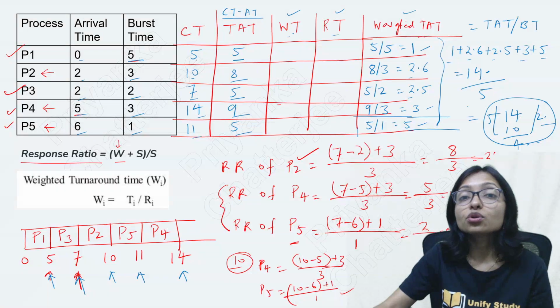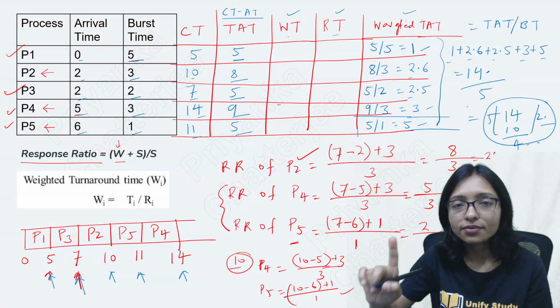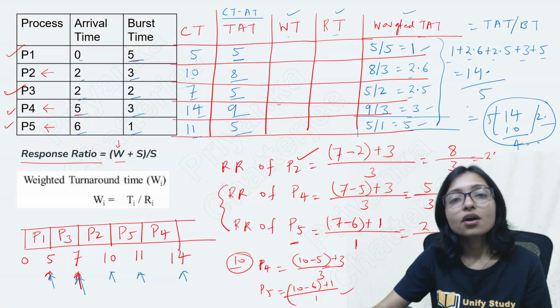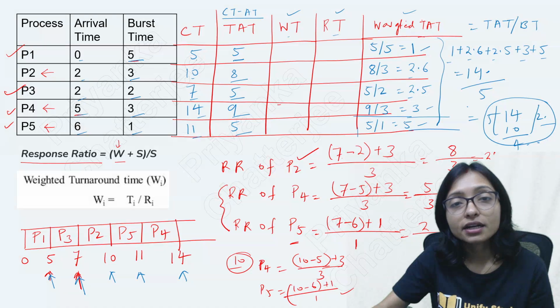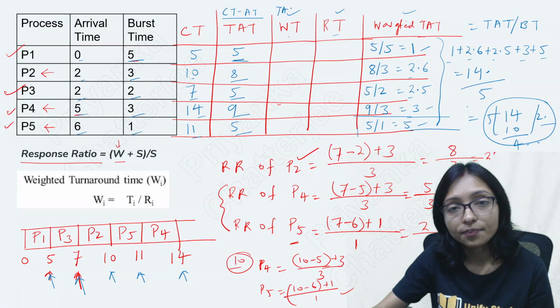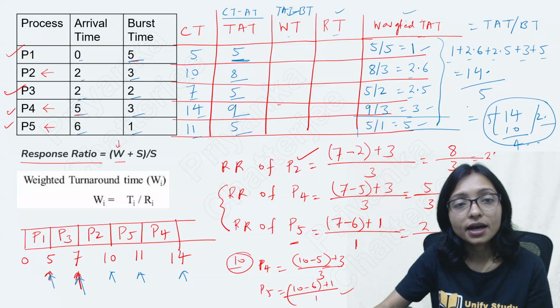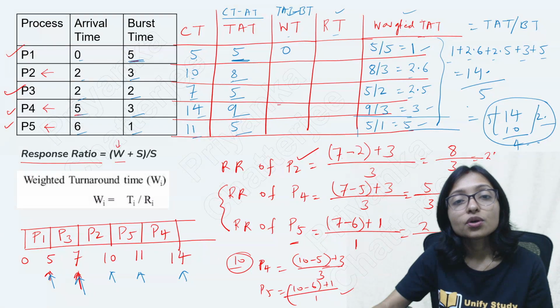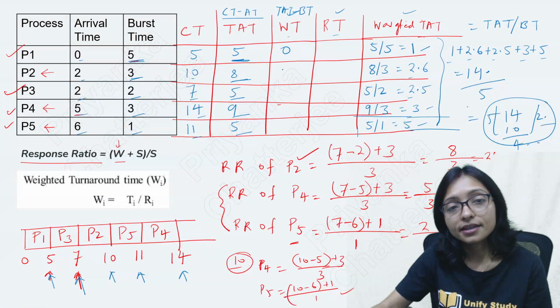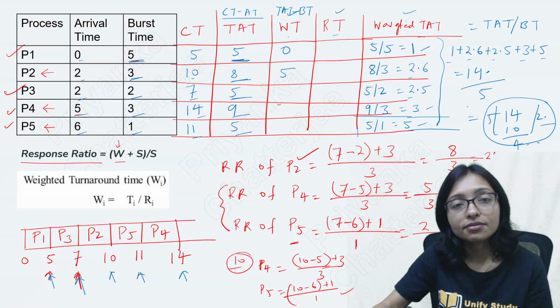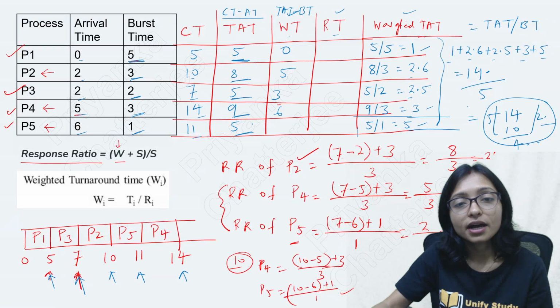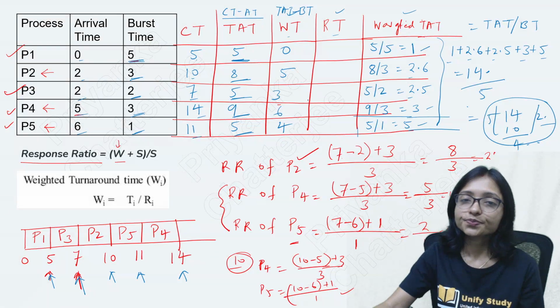Now see how to do waiting time. I will solve completely, then I will go. Waiting time is here turnaround time minus burst time. So 5 minus 5, 0. 8 minus 3, 5. 5 minus 2, 3. 9 minus 3, 6. 5 minus 1, 4.